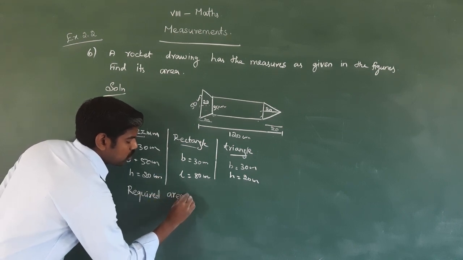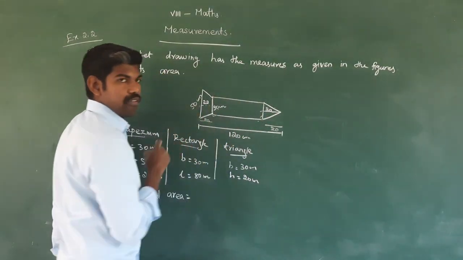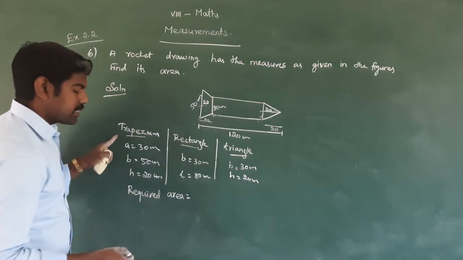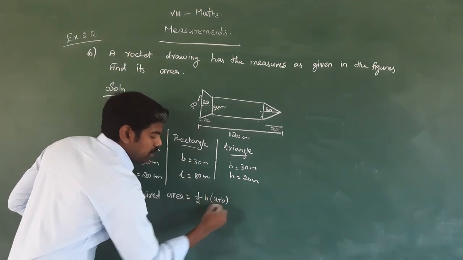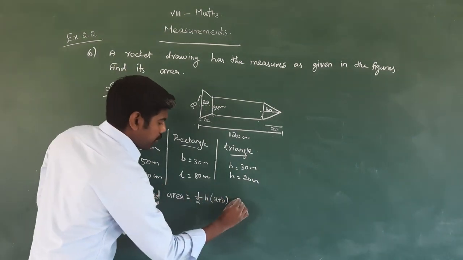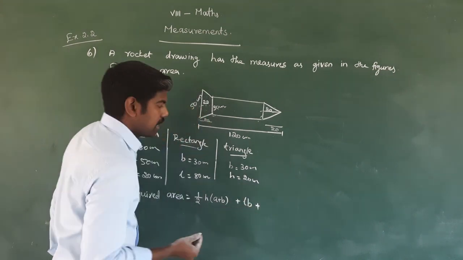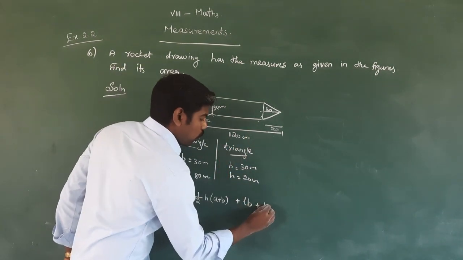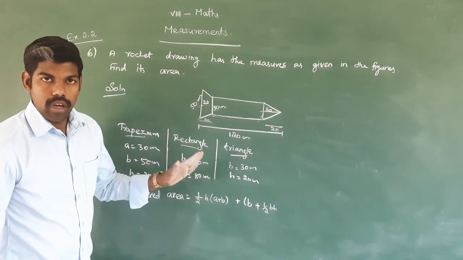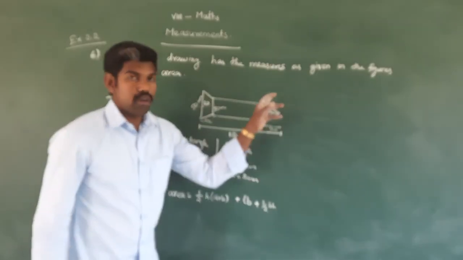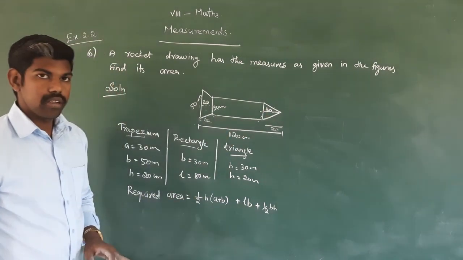Required area is equal to area of trapezium plus area of rectangle plus area of triangle. So area of trapezium formula is 1 by 2 h into (a plus b), plus area of rectangle formula L into b, plus area of triangle formula 1 by 2 b h. Understand? So total area we want to find. So first find the area of trapezium, area of rectangle, area of triangle.